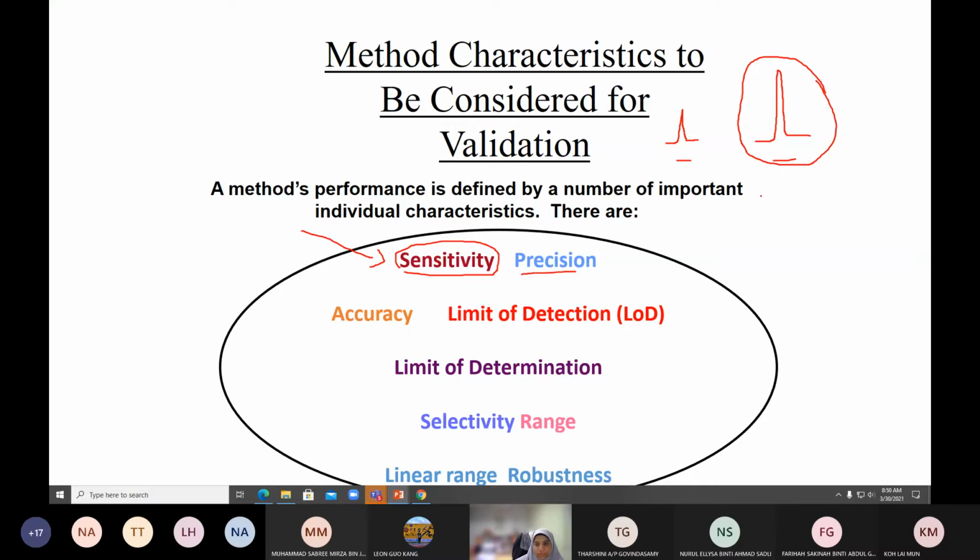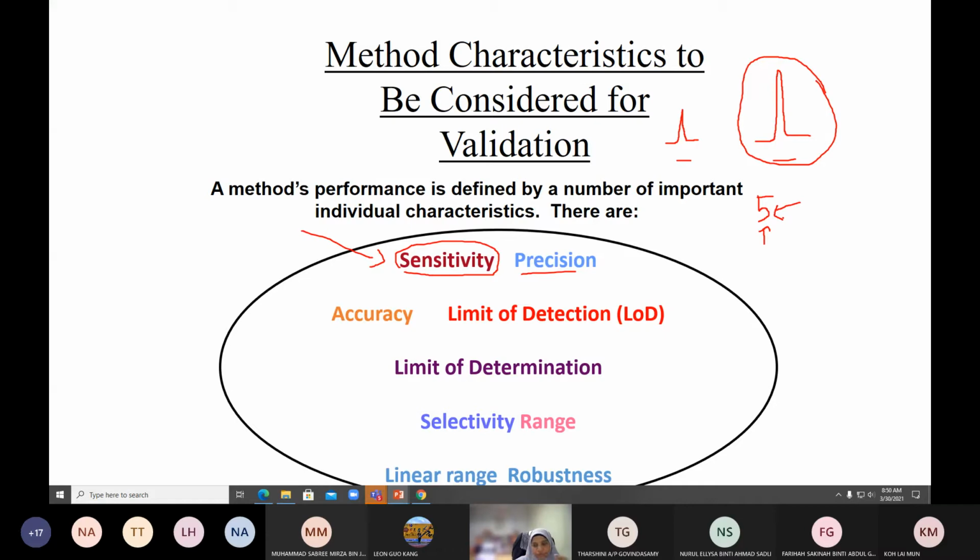Precision. So what is precision? Let's say that you run 5 times, 5 series of standard solution, or 5 series of your samples. What you want to know is whether every time you run, your results will be close to each other.